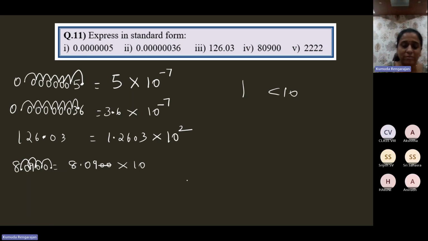Yeah, I'm back. So 80,900 is now 8.09. Clearly the value is reduced. So we need to raise 10 to a positive power. We have shifted the decimal point by how many places? 1, 2, 3, 4 places. So raise 10 to a positive 4. Yeah, Akshita, next one.